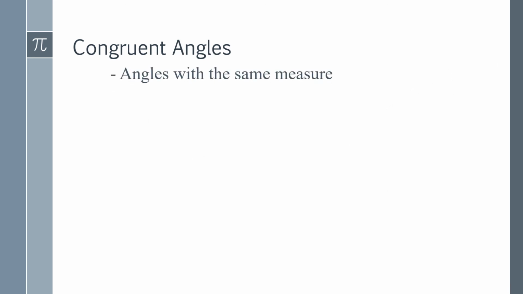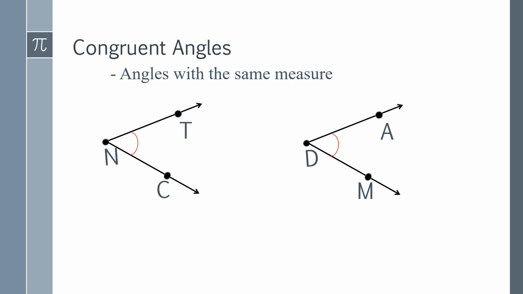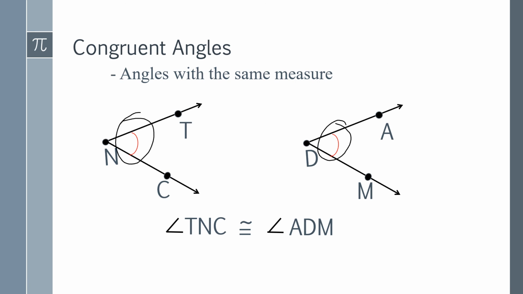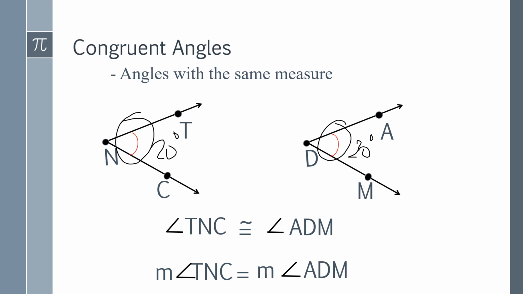Congruent angles are angles with the same measure. So now you have angle TNC and angle ADM. They both have the same exact symbol inside of them, which is that red arc. So we say that angle TNC is congruent to angle ADM because they have the same measure and they have the exact same symbol. But we could also say that their measures are equal once we know the numbers. So if this is 20 degrees and this angle is 20 degrees, 20 is equal to 20, therefore we say the measure of angle TNC is equal to the measure of angle ADM.